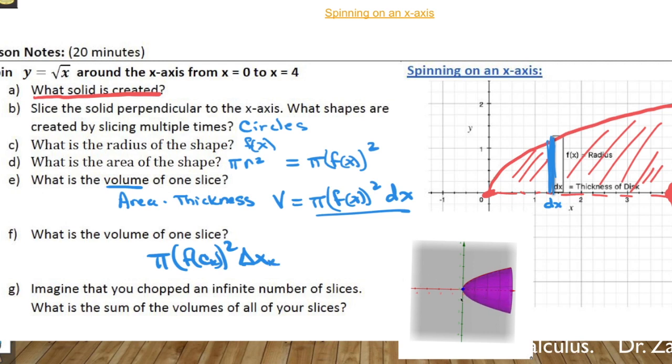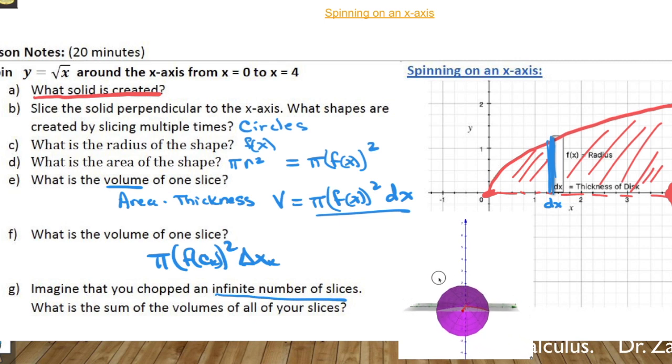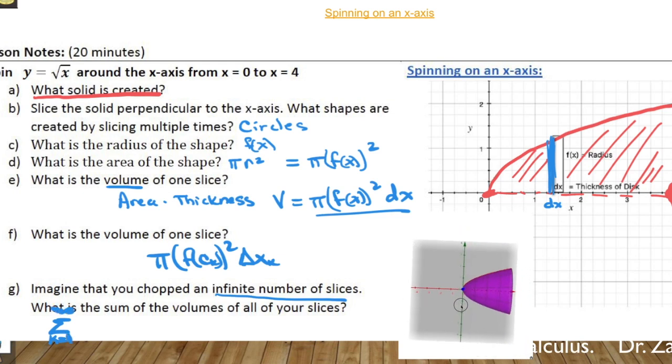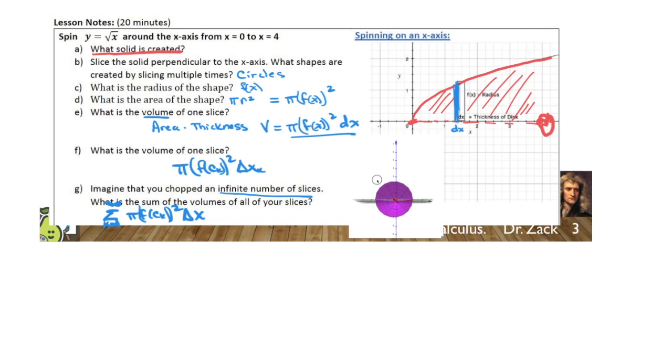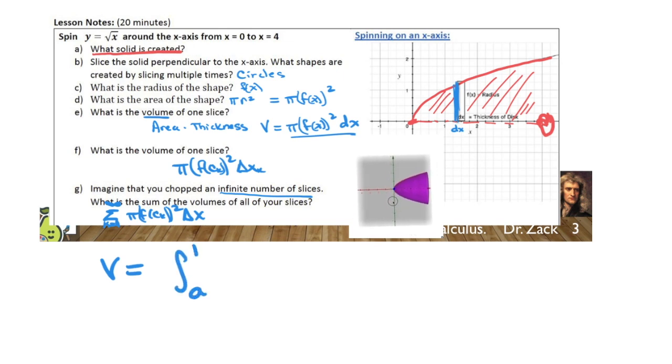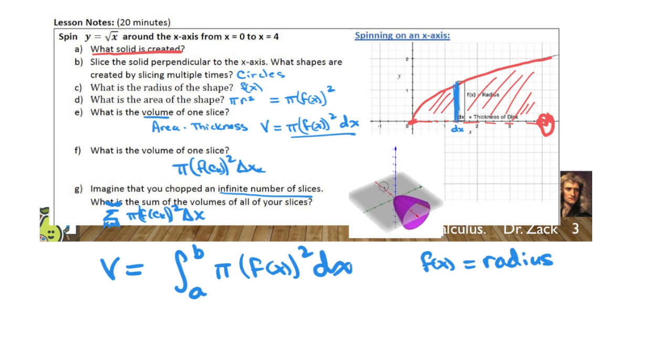Now imagine if we chop these into an infinite number of slices, then the sum of all of those slices, where k goes from 1 to infinity, of pi f of c sub k quantity squared, times delta x. What you should recognize is that we are looking at an integral. So the volume is equal to the integral from a to b of pi times that function f of x squared dx, where f of x is equal to the radius and dx is the thickness of each slice.